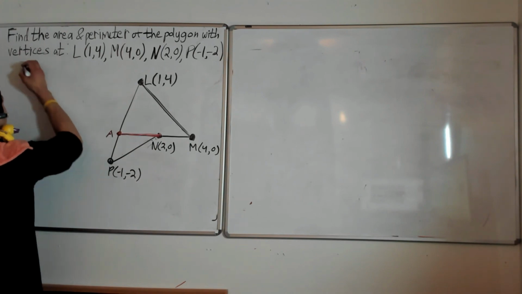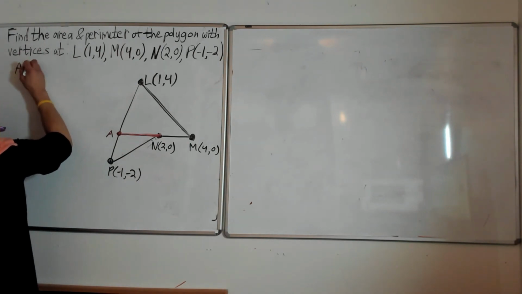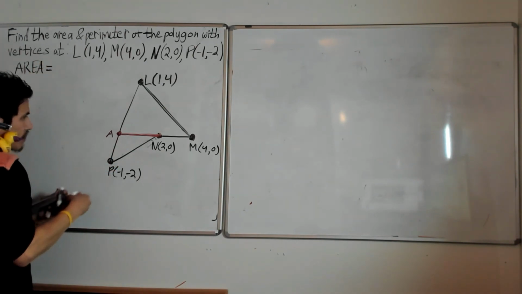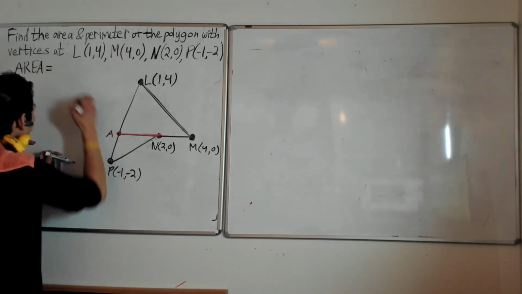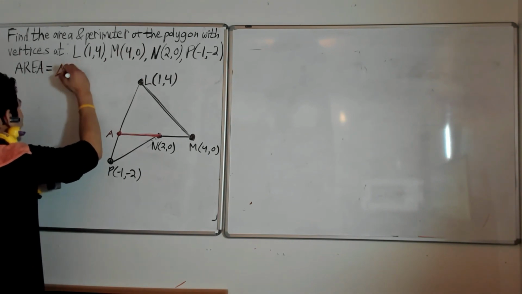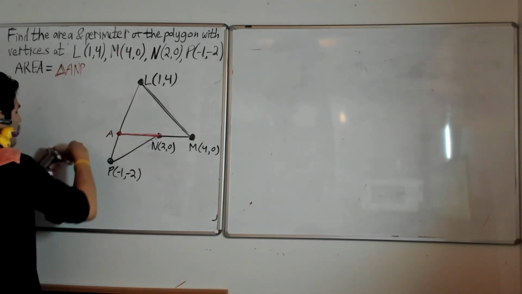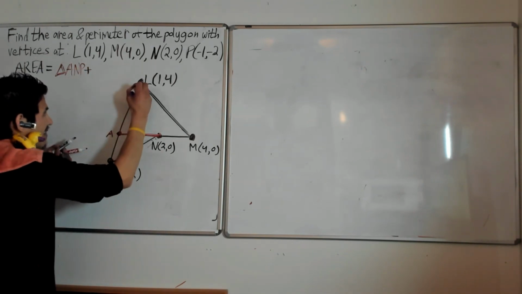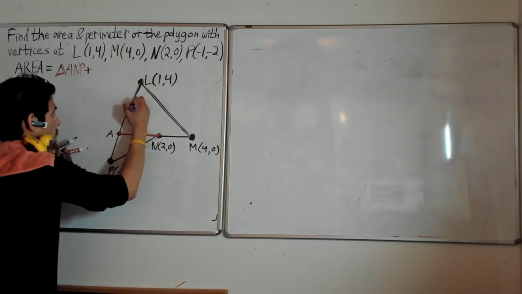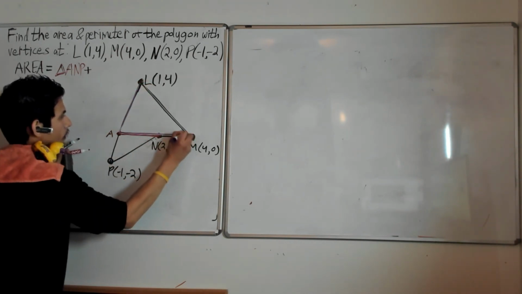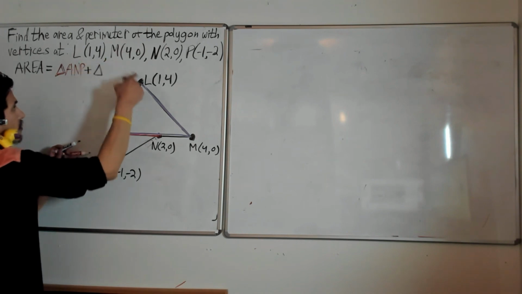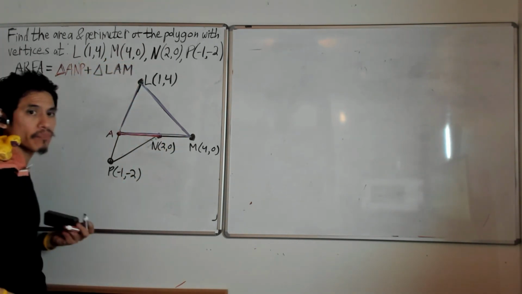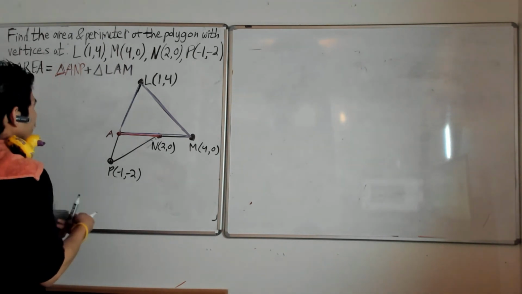So the area of the entire thing will be the area of triangle A and P, let's do that over here, plus, so let's do a triangle up here in purple, plus the area of triangle LAM, lamb. Yeah, let's read this up.